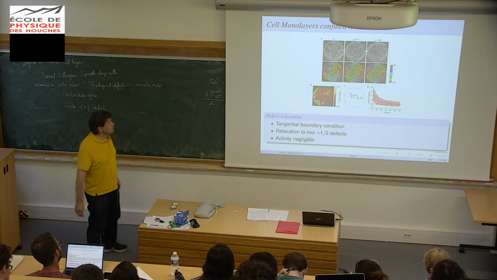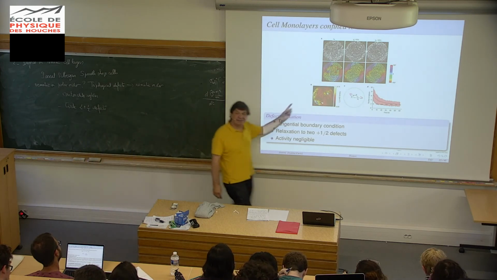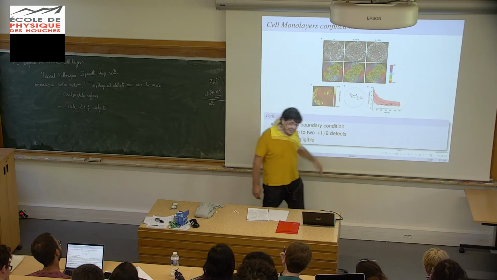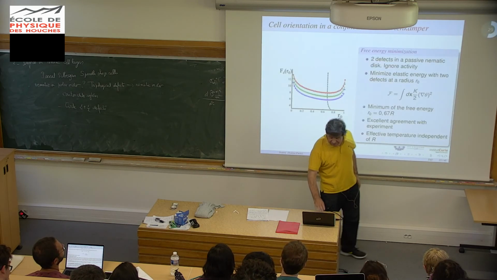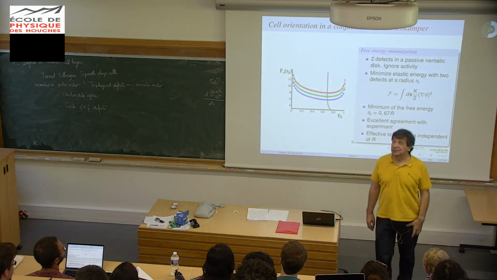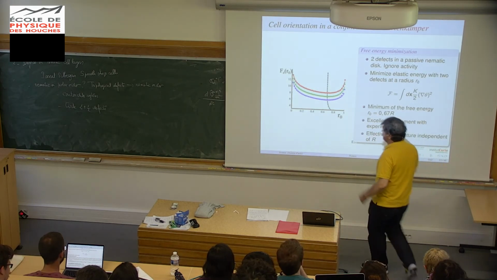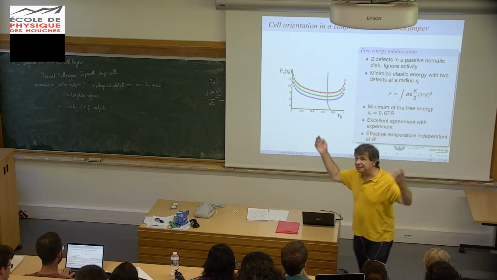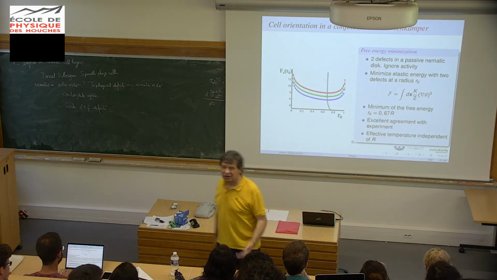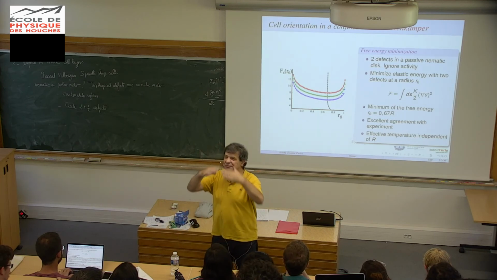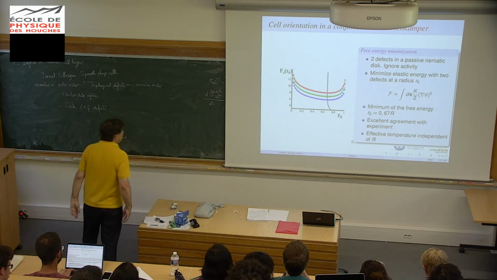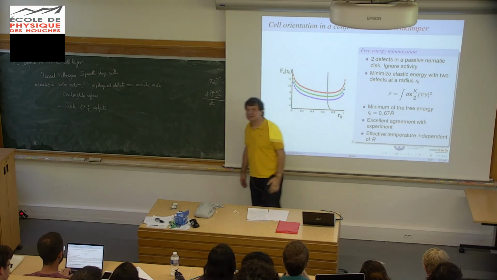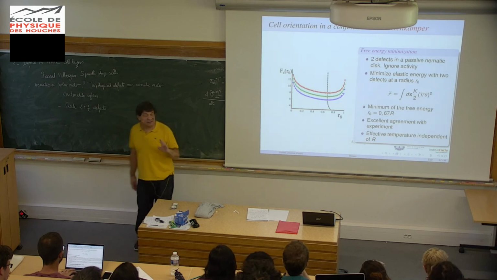If activity doesn't play any role, you can write the nematic free energy. You impose two defects in a circle. You can do that explicitly. And then you calculate the energy, and you look where the minimum of energy is. So we assumed that the defects were aligned and symmetric, because this is always what we observe in experiment. We also checked theoretically that the minimum is when they are aligned. And we plot the energy as a function of the distance of the defects from the center. I insist it's for a passive nematic.